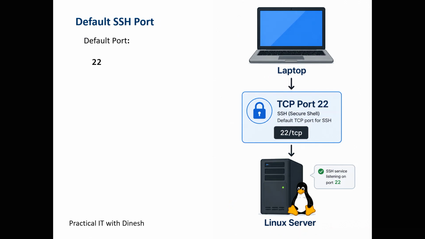By default, SSH listens on TCP port 22. Whenever we connect using SSH, our computer connects to the server on port 22 unless another port has been configured. In enterprise environments, administrators sometimes change the default port for additional security, but port 22 is the standard.